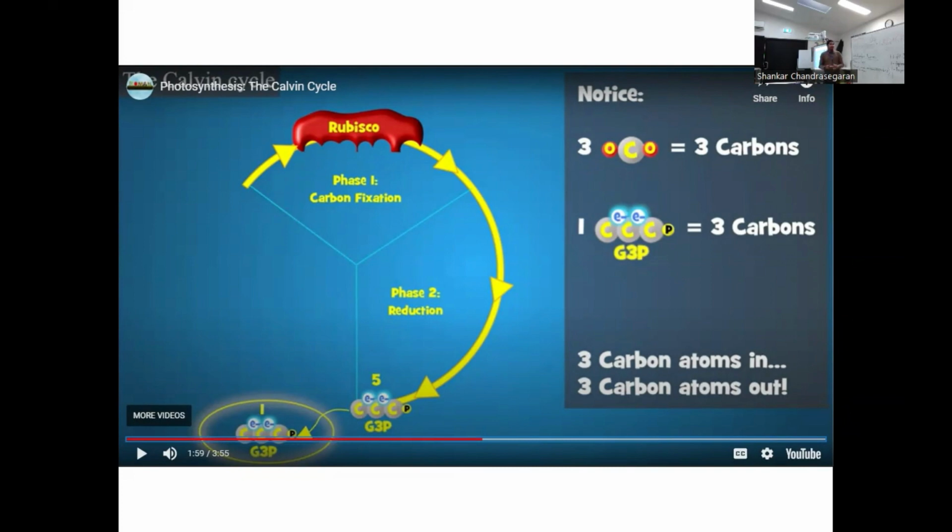Because think about it. Let me try to simplify this. So Rubisco has 5, right? 1, 2, 3, 4, 5. Carbon dioxide has 1. So in total, there would be 6 carbons when both of them are combined together. 1 G3P has 3 carbons. So essentially, for every time that Rubisco and carbon dioxide are fixed together, it makes 2 G3Ps eventually. So if you want to make 6 of this, we just need 3 of these things to happen. 3 carbon fixations to happen, and it will generate enough to make 6 G3Ps. 3 carbons in, 3 carbons.